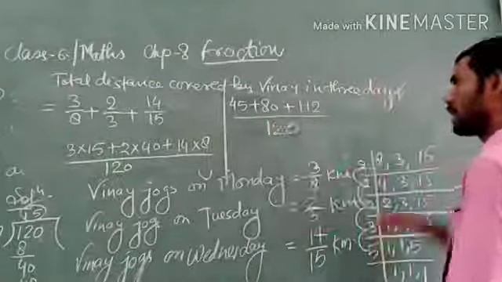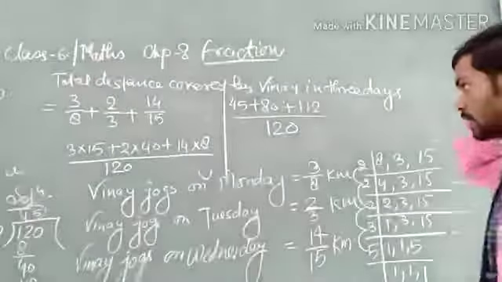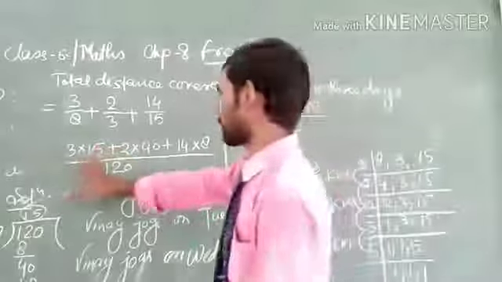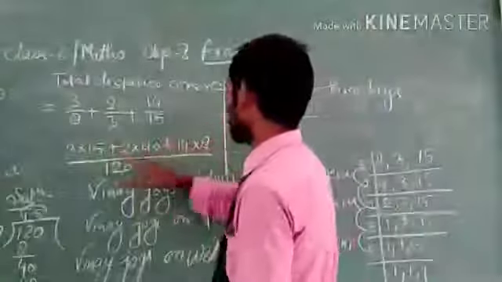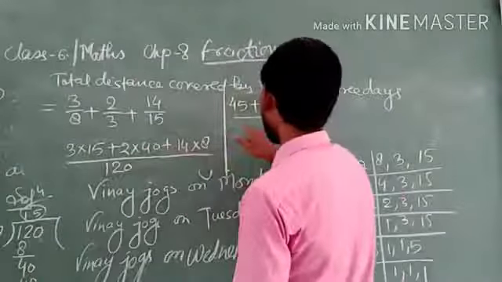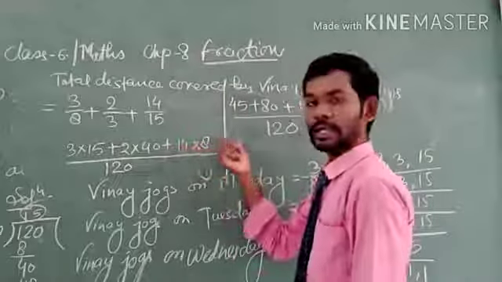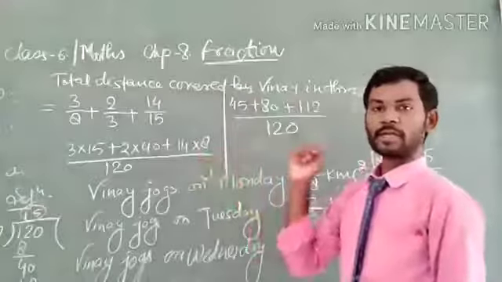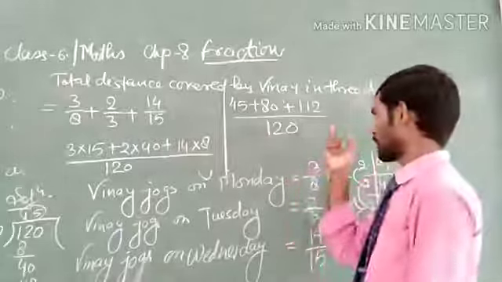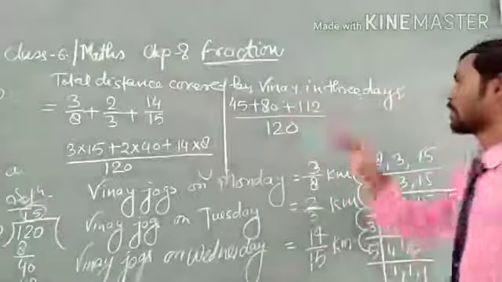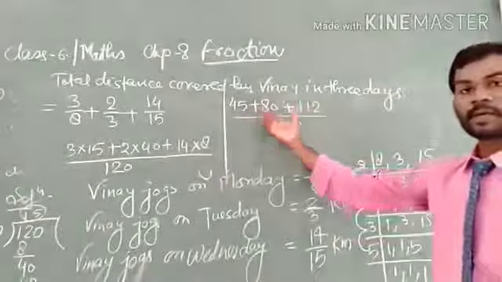Okay, so here we get the product of 15 and 3, 45; 2 and 40 is 80; and 14 is 112. So here we write 112. Now we have to find their sum.